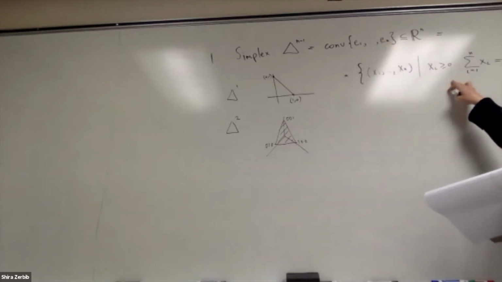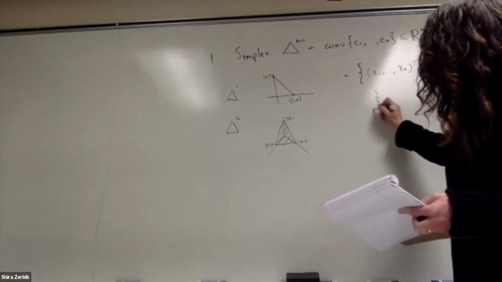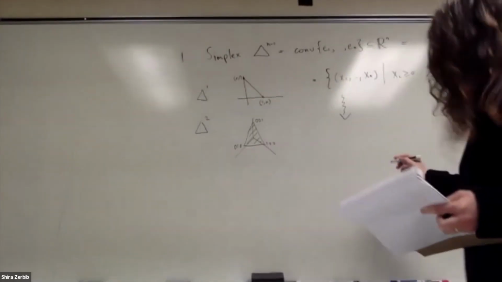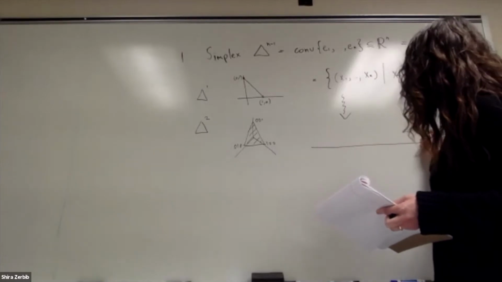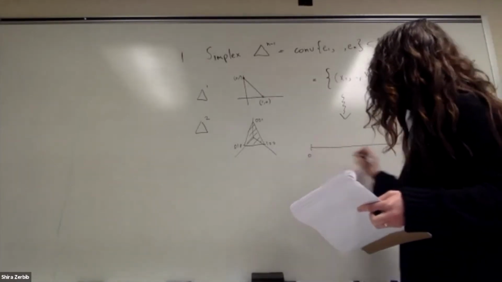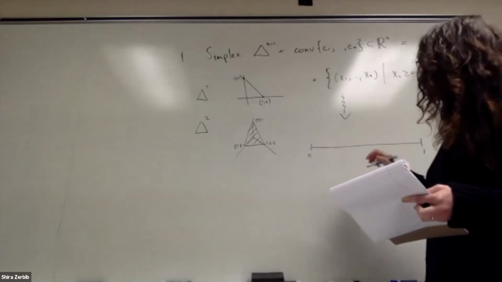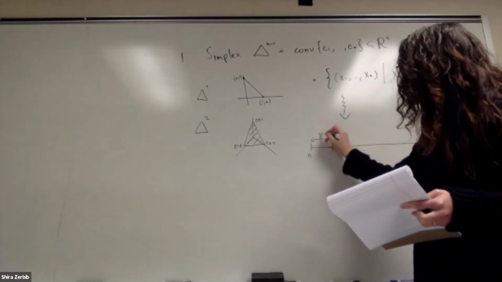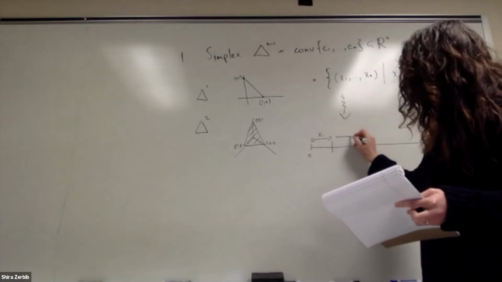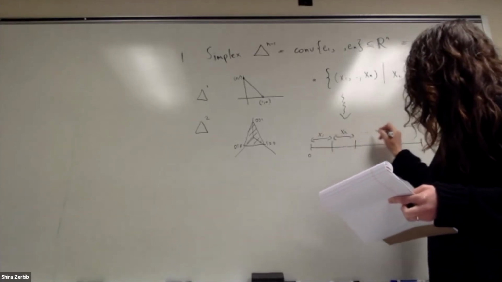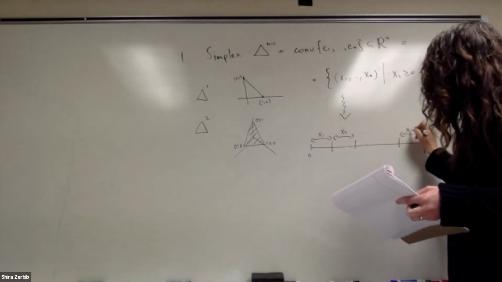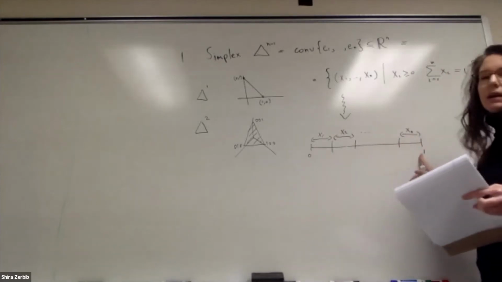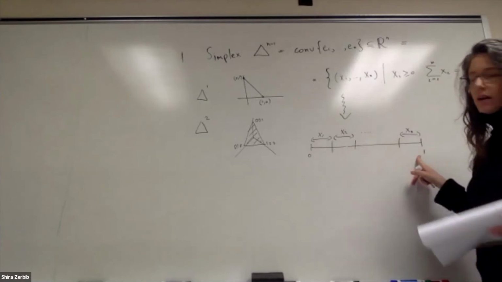And we can observe then that each such point in the simplex corresponds to a partition of the 0, 1 segment into n pieces. So how do we do that? We take the first piece from the left to be of length x1, and then the second piece to be of length x2, and so on. And the last piece will be of length xn. And since the sum of all the xi's is 1, this is exactly a partition of the segment 0, 1.